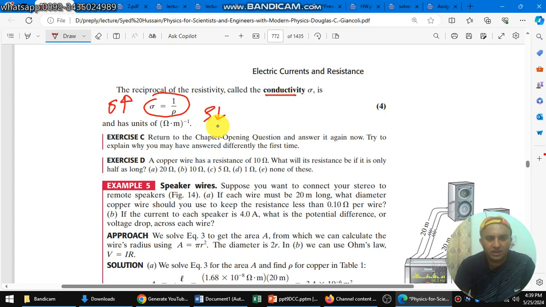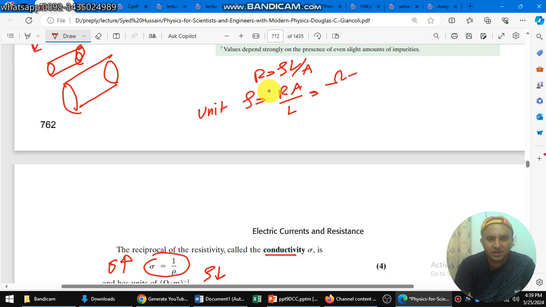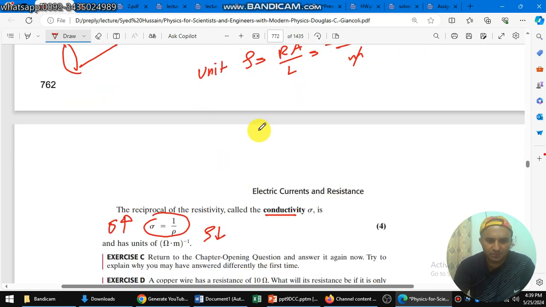And the unit of resistivity rho: because R is equal to rho L over A, rho is equal to R A over L. The resistance has unit ohm, area has unit meter square, and length has unit meter. So meter will be cancelled, so its unit is ohm meter. Ohm meter is the unit of resistivity rho.